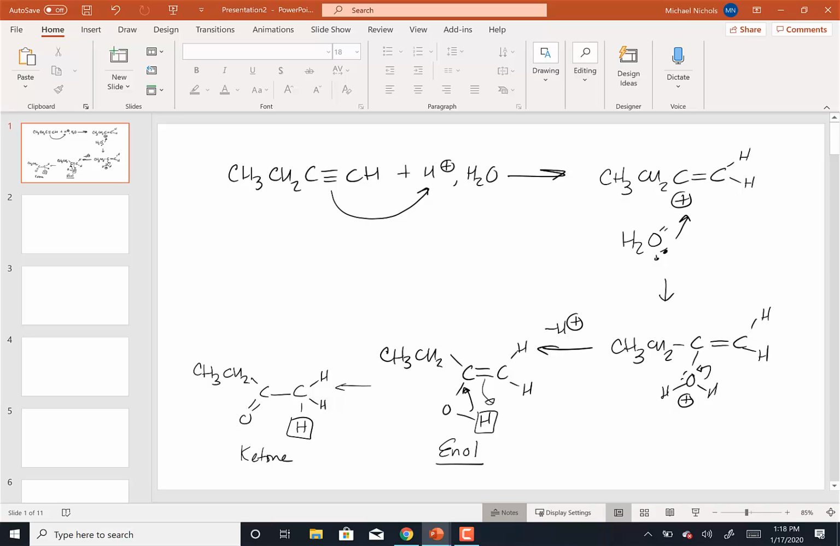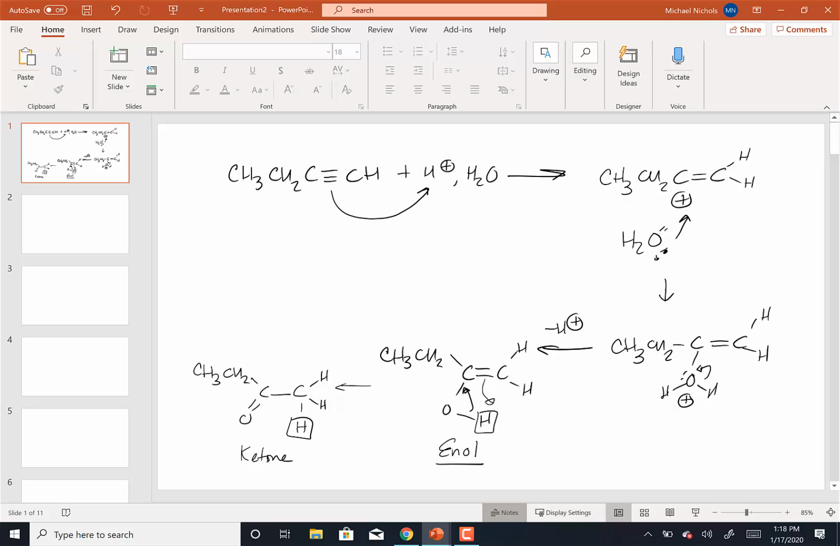So if I asked you to write this on an exam, which if you look at all the old exams, is usually something I ask you to do, this would be the complete mechanism of hydrating an alkyne. So it's not just enough to form the enol. You've got to take it all the way to the ketone.